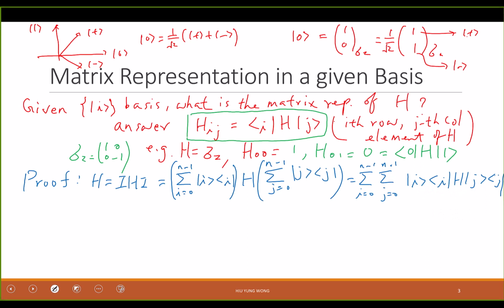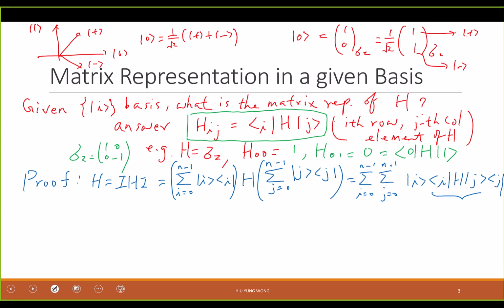I have this whole thing. What is this? Is this a number, vector, matrix? A scalar. Scalar, very good. Why? Because this is a vector multiplied by a matrix, which is still a vector. Then you do an inner product with the bra, then it becomes a number, right? So this is a number.